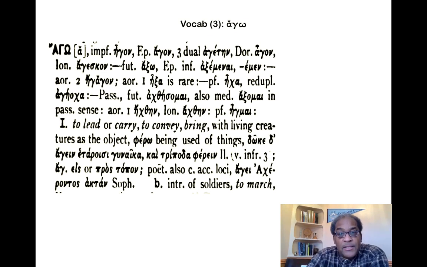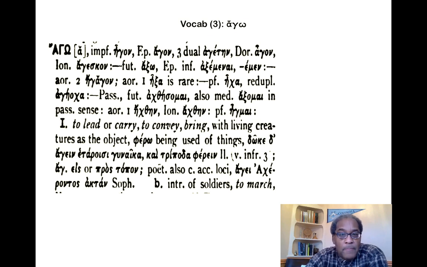So ago in the active means to lead or carry, to convey or bring, with living creatures as the object, phero being used for things. So if you've sacked a countryside and you're taking all of the movable goods and the livestock, you ago kai pheros: you ago the goats and the sheep, and you pheros the bedsteads and other movable objects. From the Iliad: "doke dagen hetaroisi gunaika kai tripoda pheren." A perfect example, because you ago the woman, but you pheros the tripod.